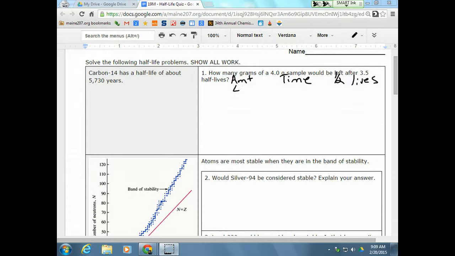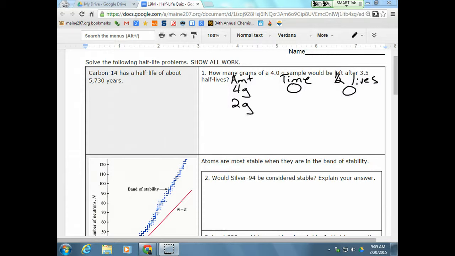Starting off, we have 4 grams. Here's the most common mistake that people made. They did not start at time 0 or 0 half-lives. They started with 1 half-life, or they started with 5,730 years as their beginning. And you always are starting off at time 0. So that was the number 1 mistake.